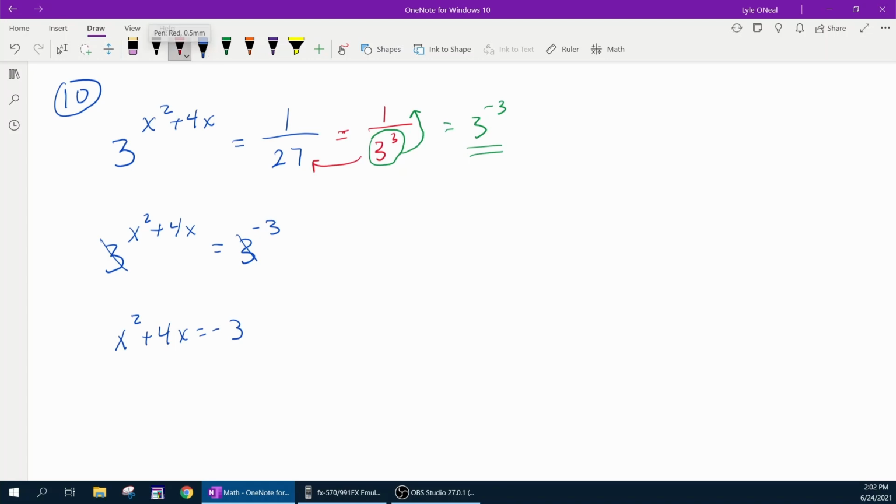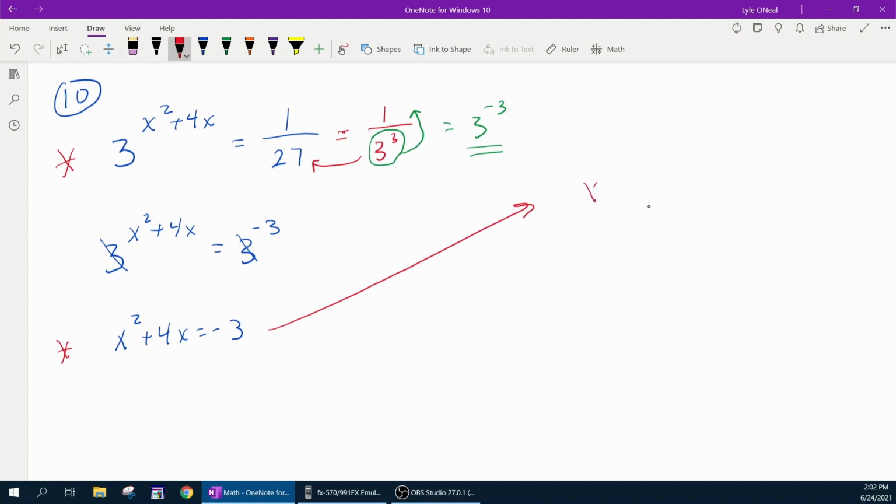Now notice what we've gone from. We've gone from an exponential equation now to a quadratic equation. So we need to set this equal to 0 and solve by factoring or the quadratic formula. Or I guess we could solve by completing the square. Hey, let's do that. You know, how often do you actually get to solve by completing the square? That's actually more fun than you think.